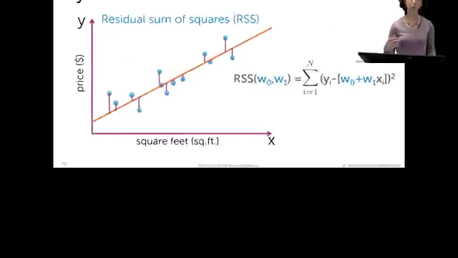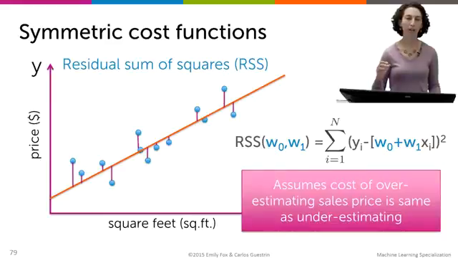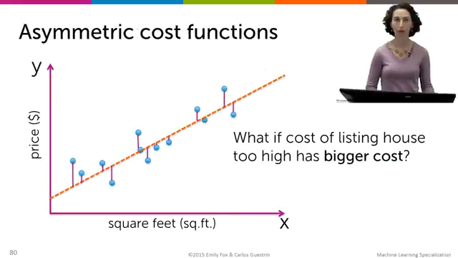error. Okay, so this residual sum of squares that we've been looking at is something that's called a symmetric cost function. And that's because what we're assuming when we look at this error metric is the fact that if we overestimate the value of our house, that has the same cost as if we underestimate the value of the house. And the question is, do we actually believe that that's the case? And what happens if there might not be symmetric cost to these errors?